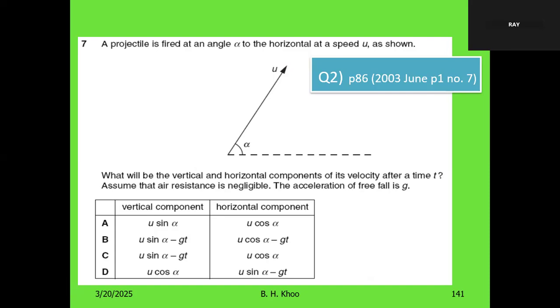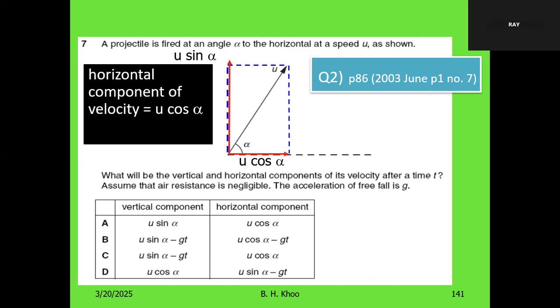June, paper 1, number 7. This one, must memorize the formula, is it? This one is just testing your understanding, that's all. What will be the vertical and horizontal component at time t? A bit of derivation. Vertical is sine now. But I'm not sure about minus gt though. Yeah, minus gt because of gravitational pull.